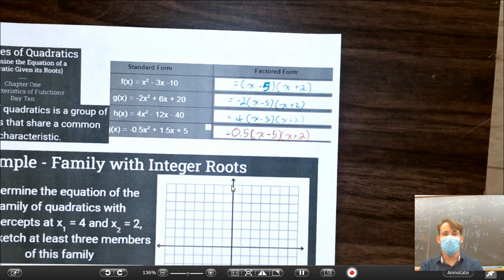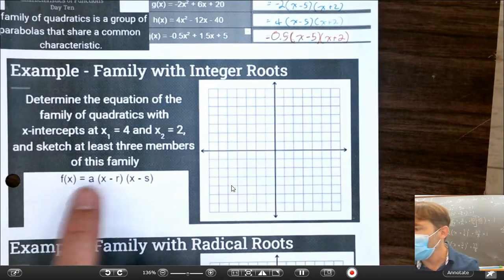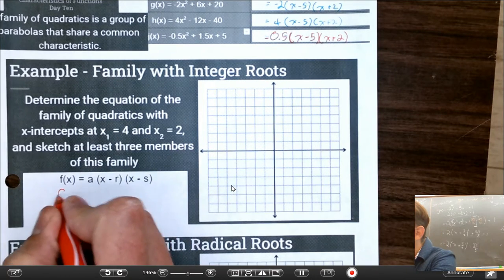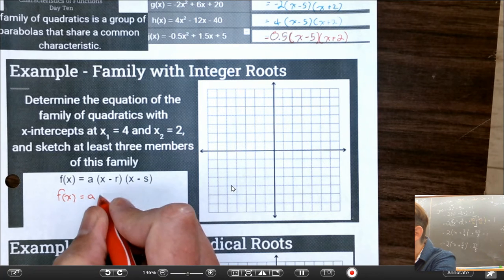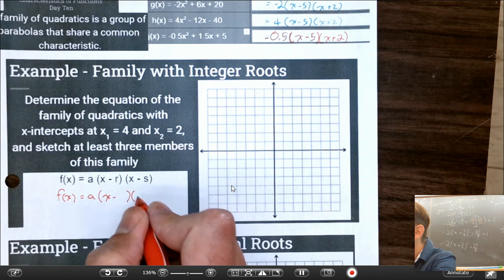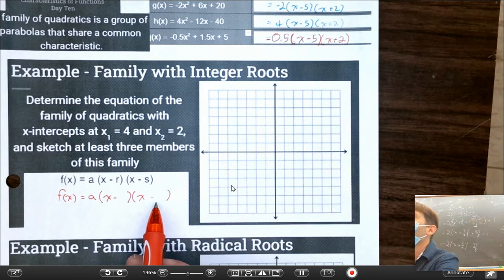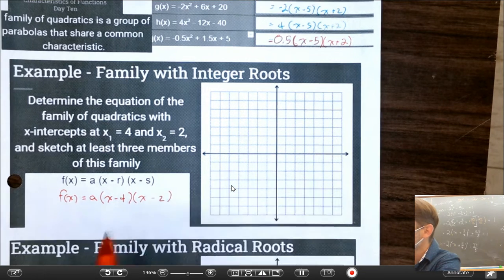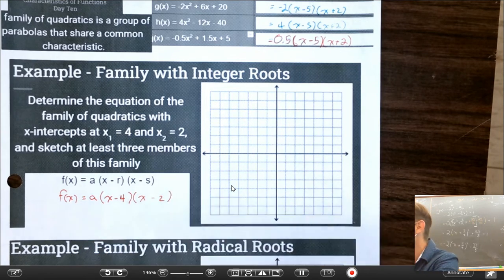Well, we use what we know about the factored form of the parabola, and we can just input it into this formula. So I could rewrite it as the family of functions f of x is equal to the stretch factor a multiplied by x minus the first root multiplied by x minus the second root. So what am I going to put in here and here? 4 and 2, so x minus 4 and x minus 2. Could I have done x minus 2 and x minus 4 instead? Yep, that would have been fine.